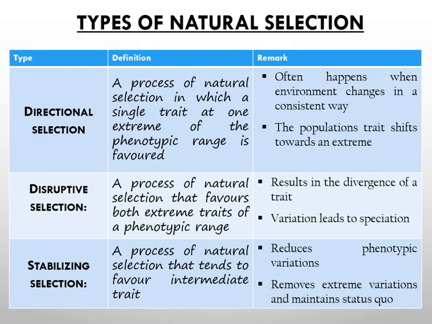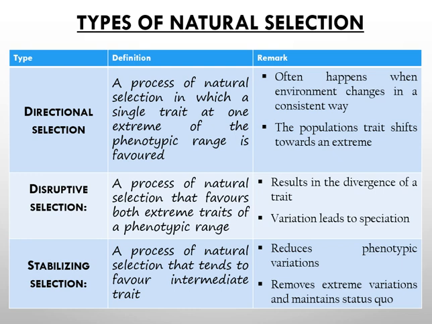Then the second type is disruptive selection, a process of natural selection that favors both extreme traits of a phenotypic range. This results in divergence of a trait and often leads to speciation.